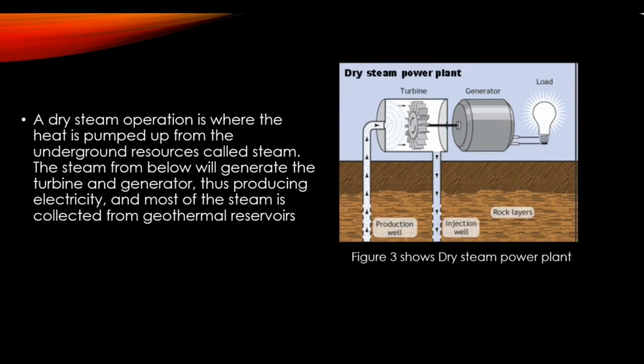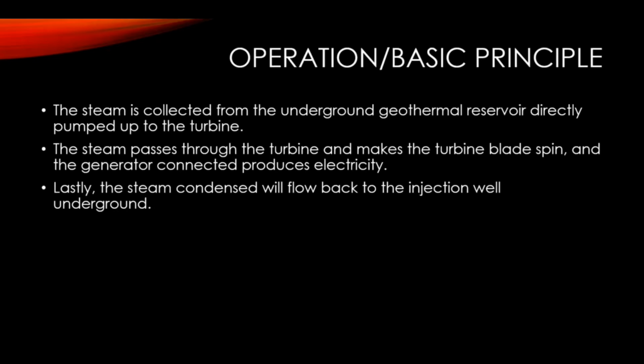A dry steam operation is where the heat is pumped up from the underground resources, called steam. The steam from below will drive the turbine and generator, thus producing electricity, and most of the steam is collected from the geothermal reservoir. In the basic principle, the steam is collected from the underground geothermal reservoir and directly pumped up to the turbine. The steam passes through the turbine and makes the turbine blades spin, and the connected generator produces electricity. Lastly, the condensed steam will flow back to the injection well underground.